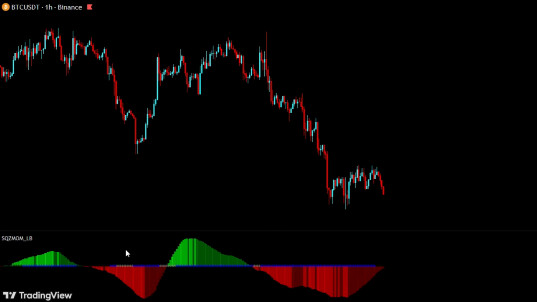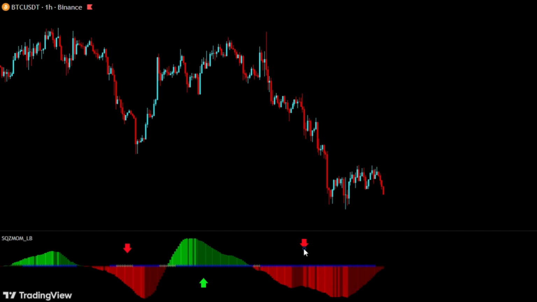When the oscillator is red and below its midline, it generally suggests that bearish momentum is dominant. During these periods, price is often moving lower as sellers have greater control of the market. On the other hand, when the oscillator turns green and moves above the midline, it implies that bullish momentum is strengthening. During these phases, price may begin forming higher highs and higher lows, and buyers become more active.